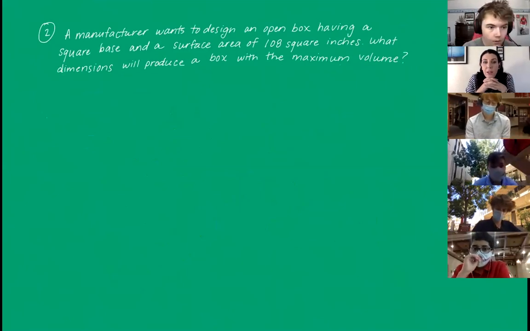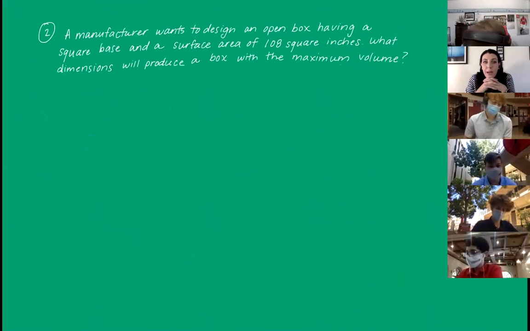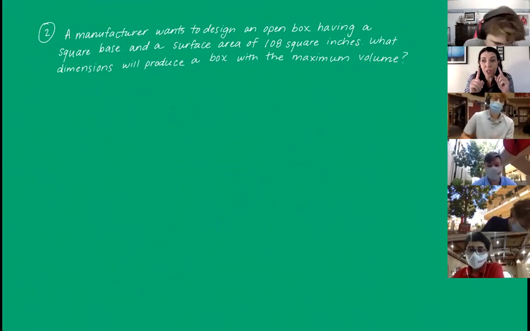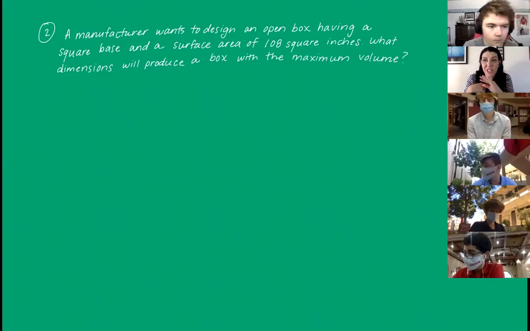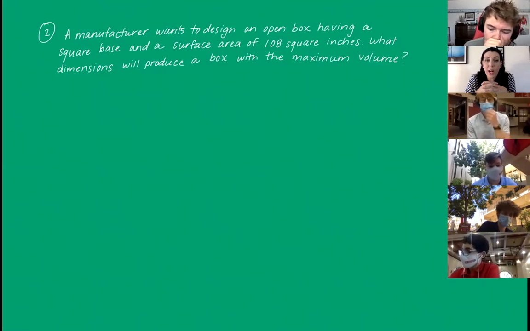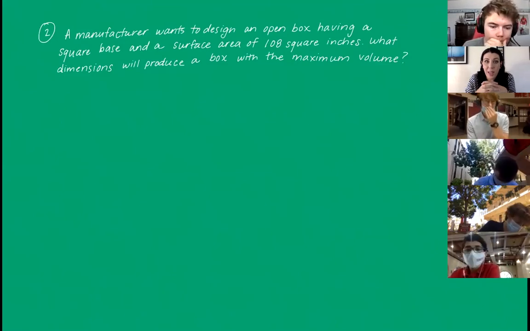This one says a manufacturer wants to design an open box. Open is important. It's really important you read these questions carefully because that word open changes a bunch of stuff about this problem. Okay, so a manufacturer wants to design an open box having a square base and a surface area of 108 square inches.